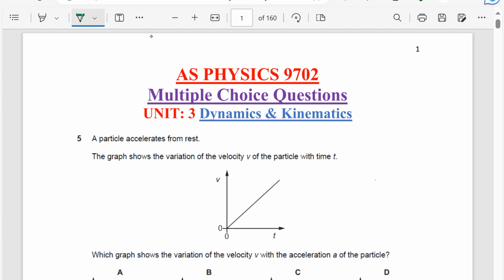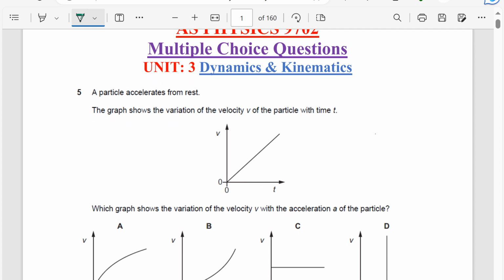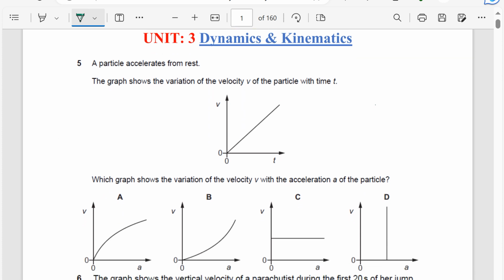A particle accelerates from rest. The graph shows the variation of velocity of the particle with time t. Which graph shows the variation of velocity v with the acceleration a? Remember, from a velocity time graph, acceleration is actually the gradient. And a straight line means a constant gradient. So this is a constant gradient, but not zero. It is a constant gradient, but not zero. So it means it is constant acceleration.